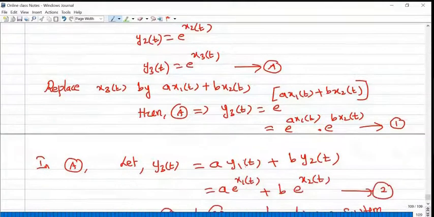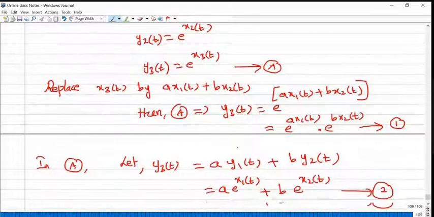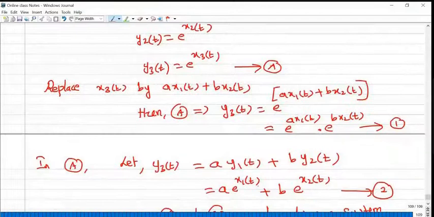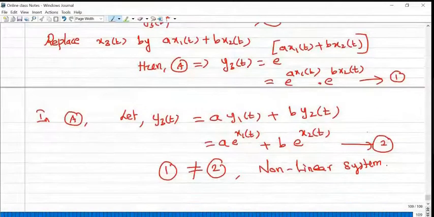Then substitute your y1 of t in the given problem, and substitute your y2 of t in the given problem. Check for equation number 1 and 2. If both are equal, it is a linear system. If not equal, then it is a non-linear system. So I hope you understand now clearly about linear and non-linear and how to verify the linearity property of a particular system.